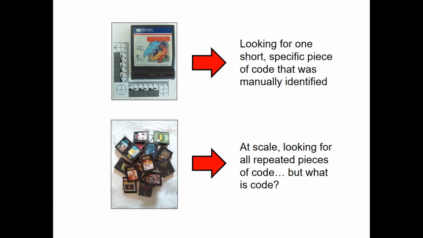On the surface, this seems like a very similar problem, because what I had done last year was look for one short, very specific piece of code that I had manually identified. But the problem with digital artifacts is there are so many of them, and having the luxury to manually analyze these things just doesn't work at scale. At scale, what we need to be able to do is automatically identify repeated pieces of code. But first, we have to identify what in a game image constitutes code.